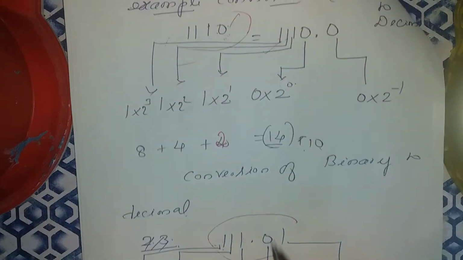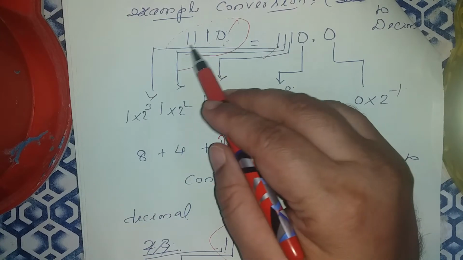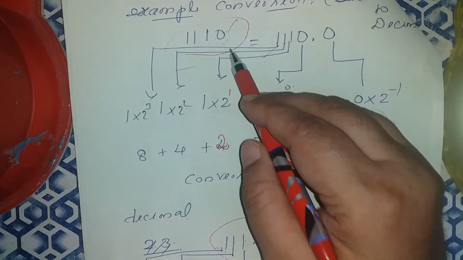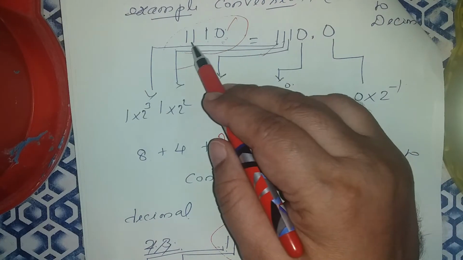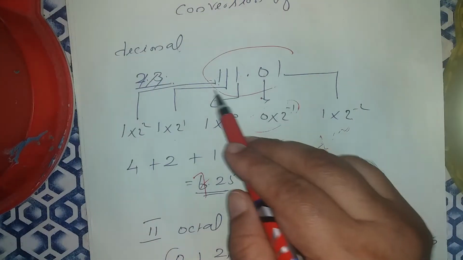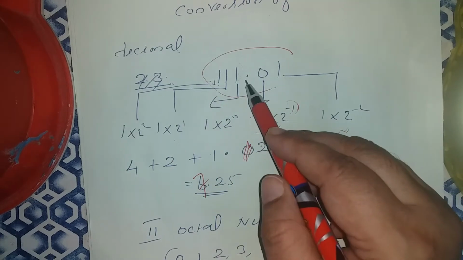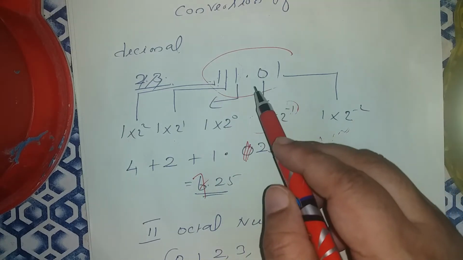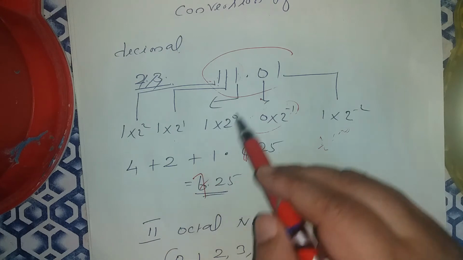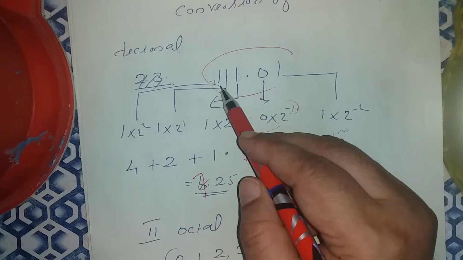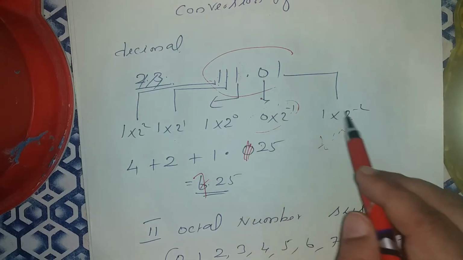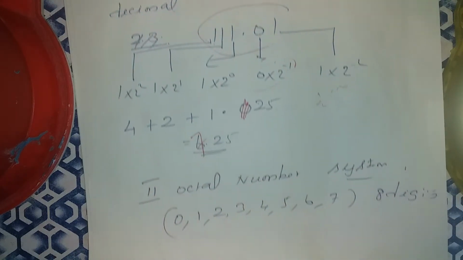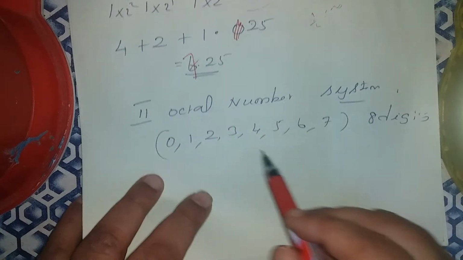I will tell you one thing. Example conversion: this is the binary number. How to convert to a decimal number? So 2 power 0, 2 power 1, 2 power 2, 2 power 3. If it is a real number, a decimal number, how do you convert it into binary and decimal form? Binary 111 convert. This is 0 into 2 power minus 1, 1 into 2 power minus 2. Calculate. Next comes the octal number system, 0 to 7, 8 digits.